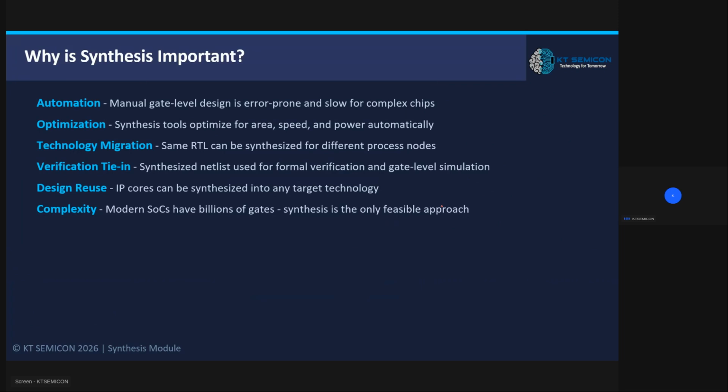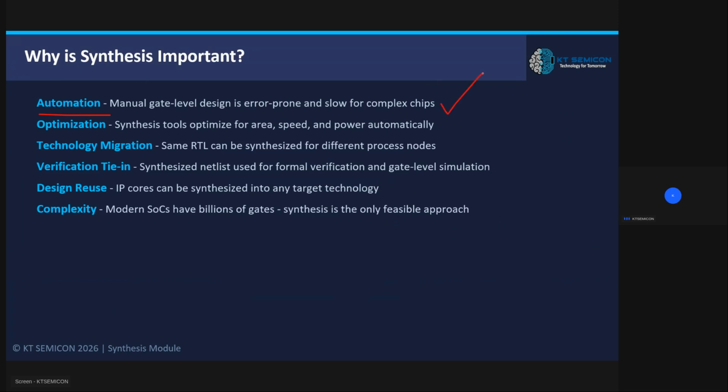Clear? So why is synthesis important? Synthesis is mainly important for optimization of area, optimization of time, and optimization of power also, I'll explain how. It is mainly used for automation. Manual gate level design is error prone and slow for complex chips.